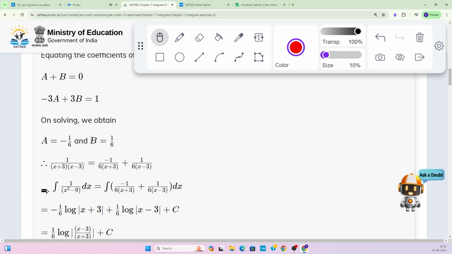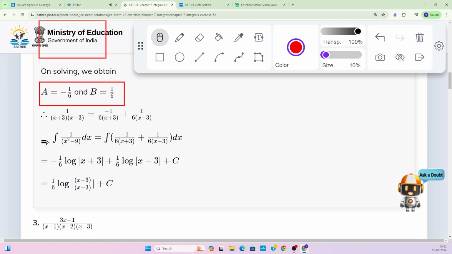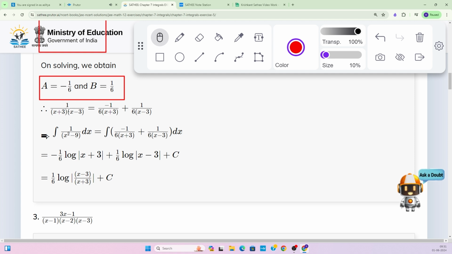Very easy to solve them. Why? Because you have two unknowns with two equations. Two unknowns and two equations can be easily evaluated, and you will get a as minus 1 by 6, and b as positive 1 by 6. Now your original expression 1 by (x plus 3) multiplied by (x minus 3) can be rewritten in this form: minus 1 by 6 times 1 by (x plus 3), plus 1 by 6 times 1 by (x minus 3).